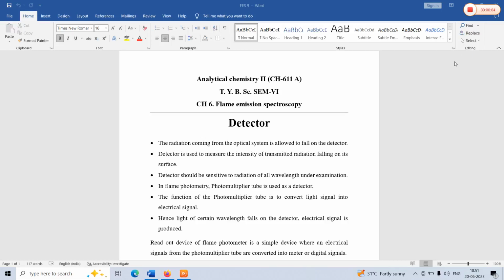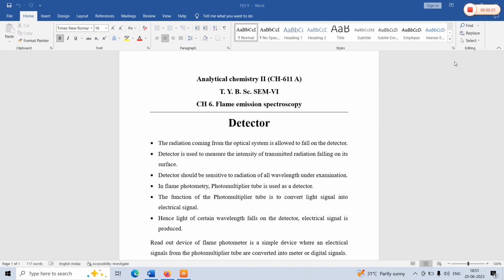Good morning, friends. This is a series of lectures for T.Y.B.Sc Analytical Chemistry semester 6 students, and the course is CH611A. Here the chapter we are going to study is chapter number 6, flame emission spectroscopy.